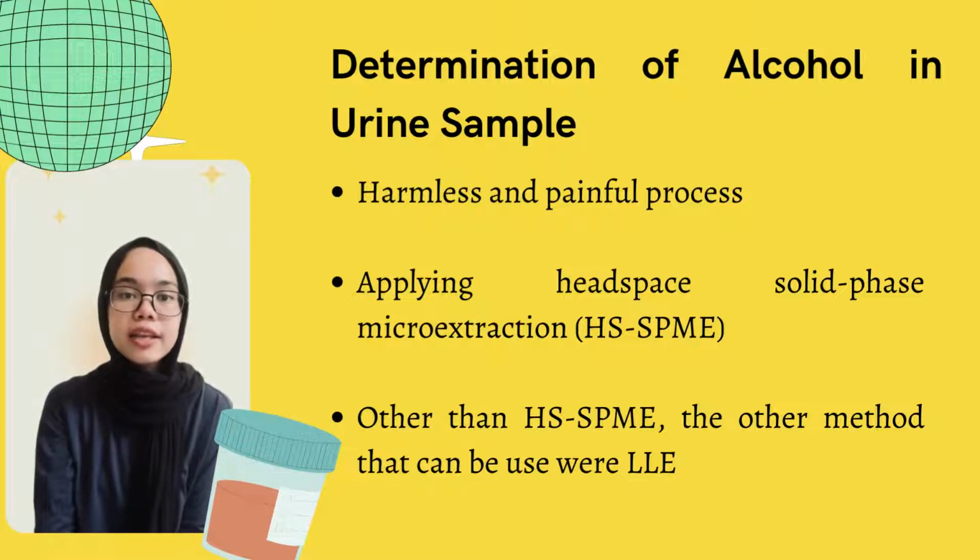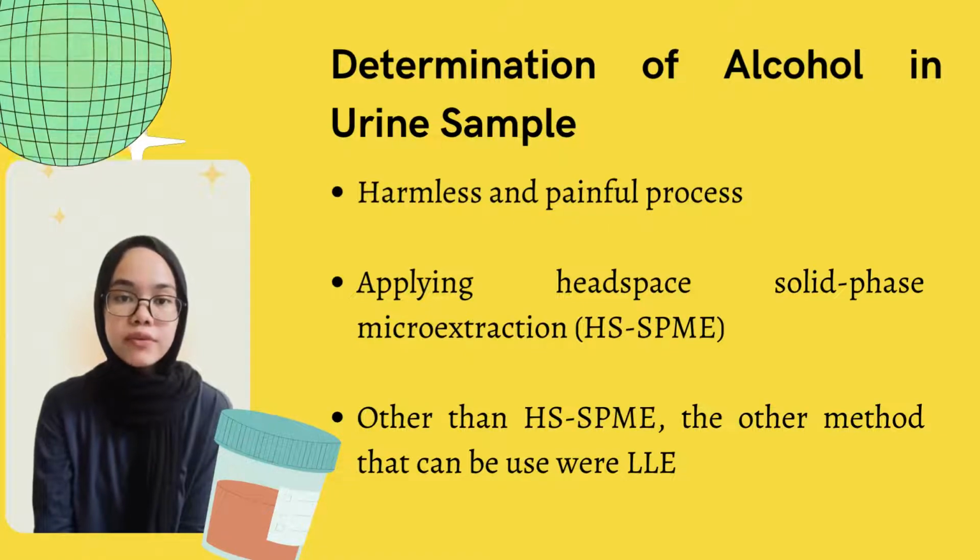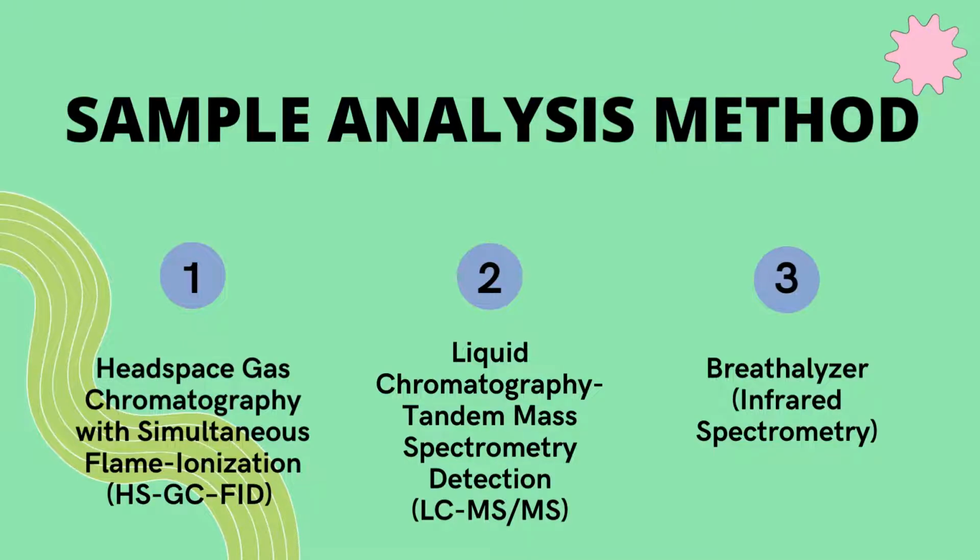The other method that can be used for the detection of alcohol in urine and blood samples is headspace solid phase microextraction (HSPME) with the usage of a carboxen polydimethylsiloxane coated fiber. To detect ethanol in the human body after taking alcohol, we found that there are three methods that can be used for analysis. First, headspace gas chromatography with flame ionization detection. Second, liquid chromatography tandem mass spectrometry.